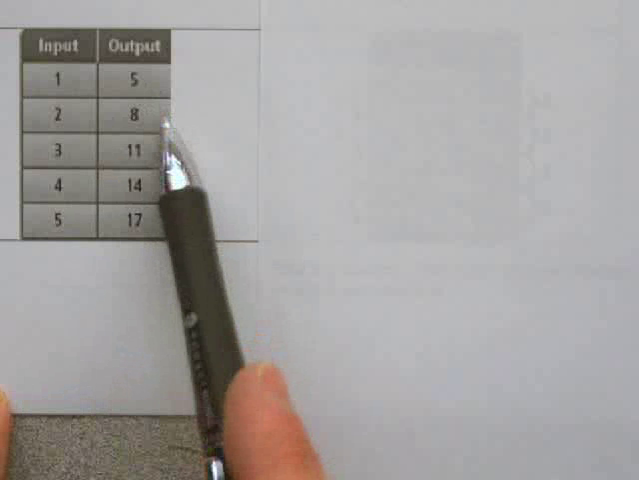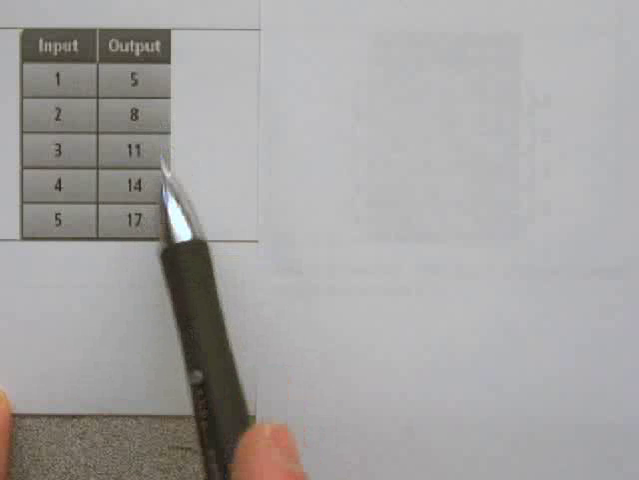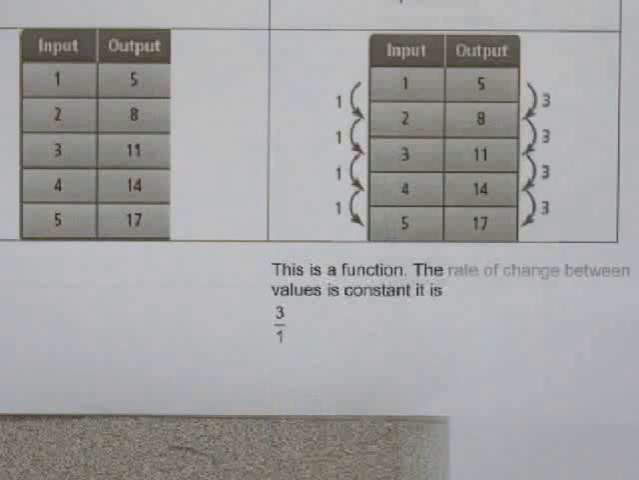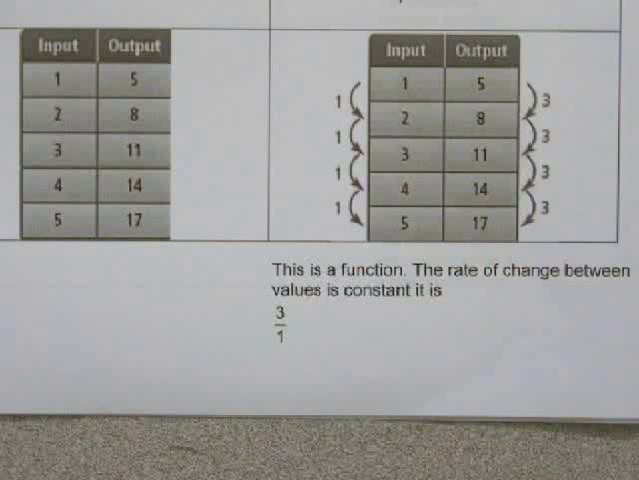All right? So what do we have here? Between 5 and 8, it's 3. 8 and 11, it's 3. 14 and 17, it's 3. So what we have is a constant rate of change. The rate of change between these things is equivalent. And this is a function. All right?